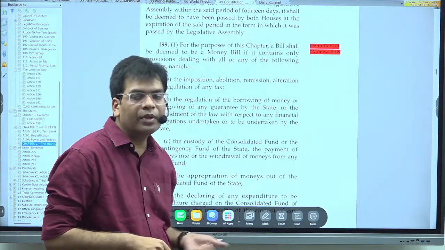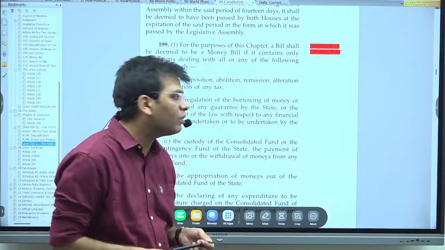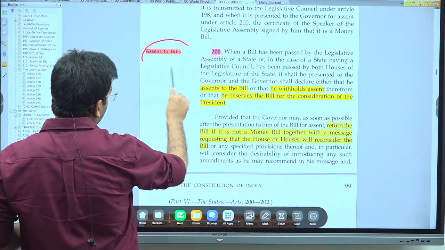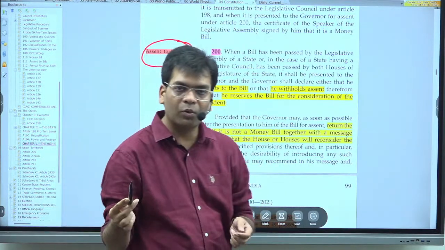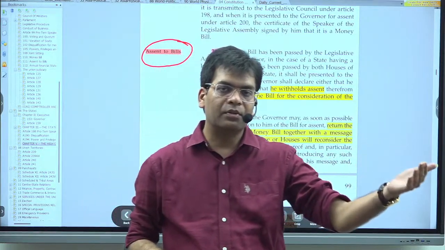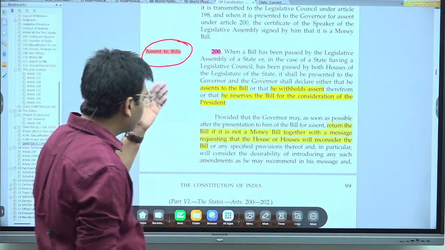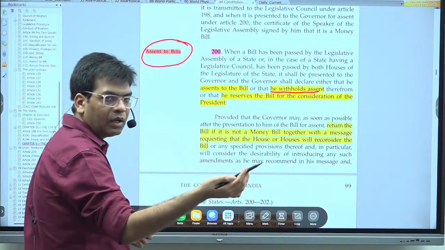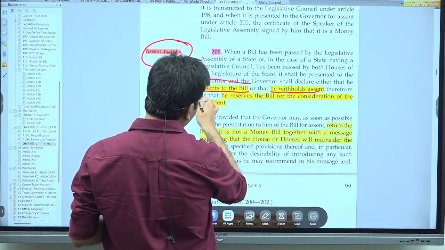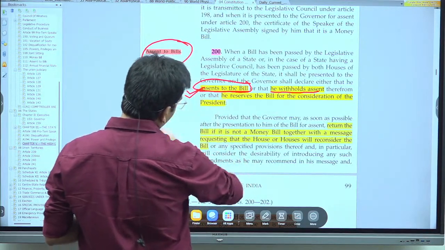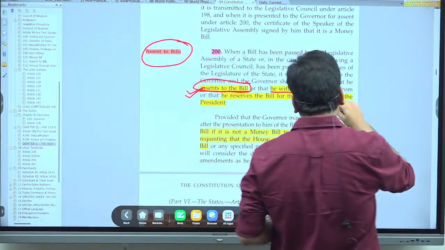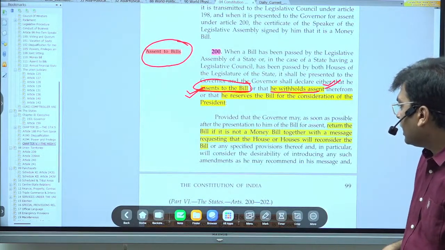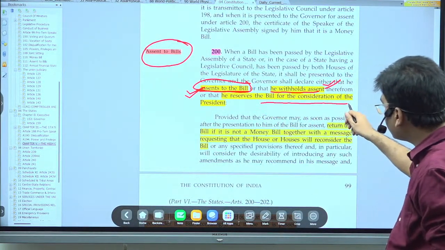After 199 comes 200, and 200 talks about assent by the governor. After the bill is passed by both houses, it is transferred to the governor, and the governor has three options. The first is that he can withhold, meaning he will not give assent, or he will give assent. If it is the same party's government, he will give assent, there is no issue. If the government is not his, he will withhold, or not give assent, and keep it in his pocket. The third option is reserving it for the consideration of the President.